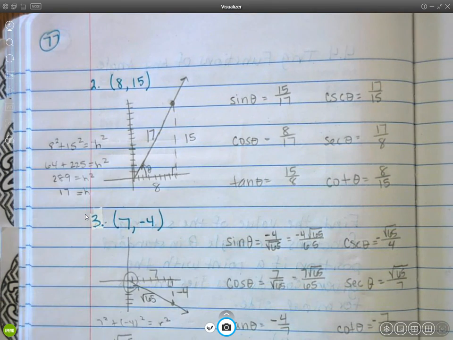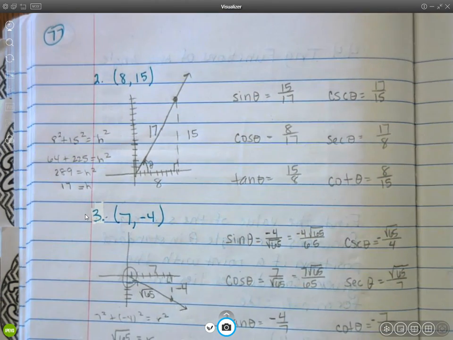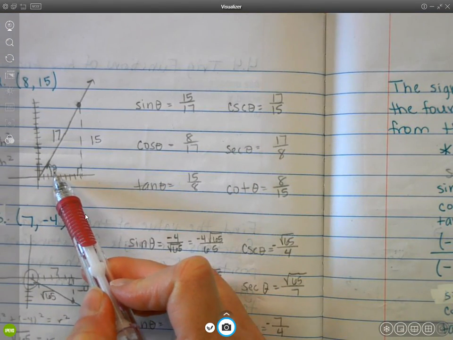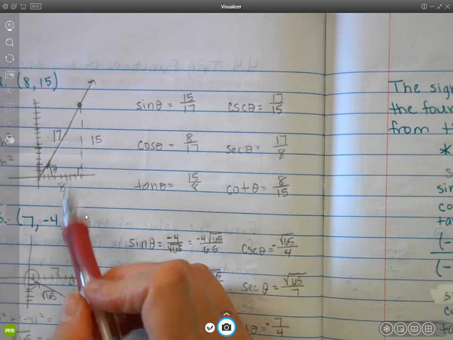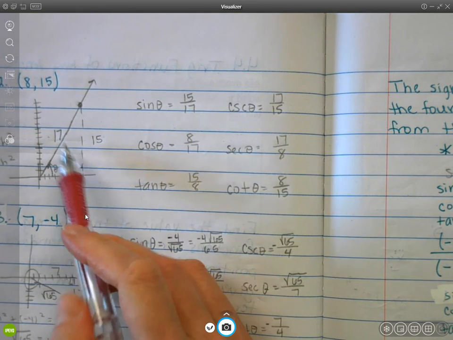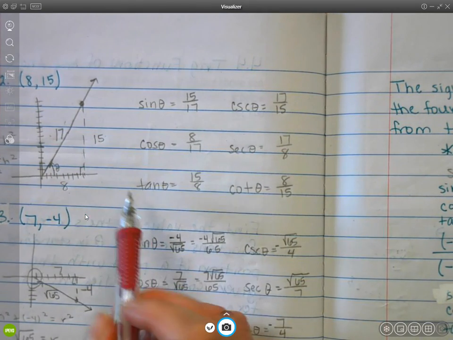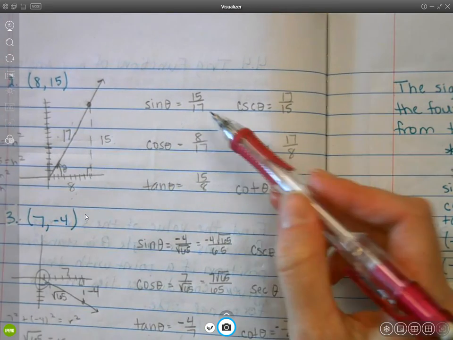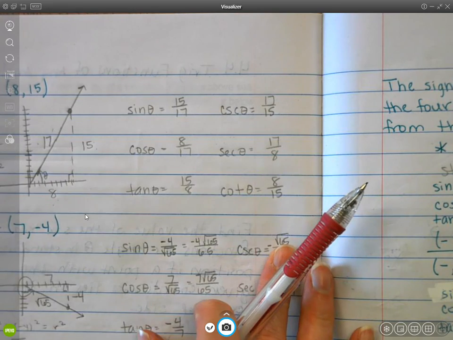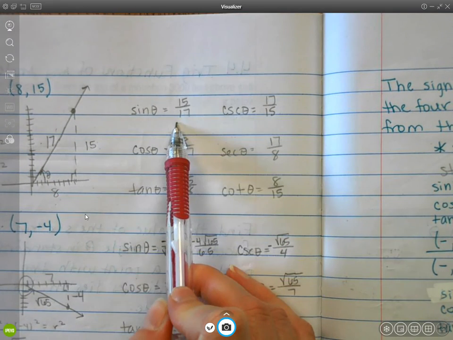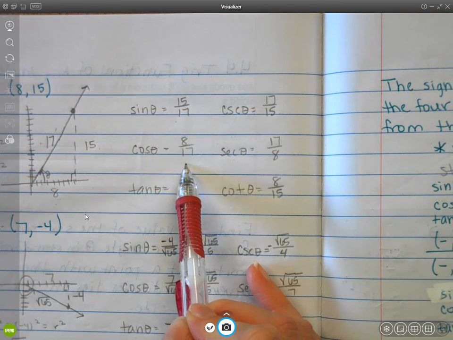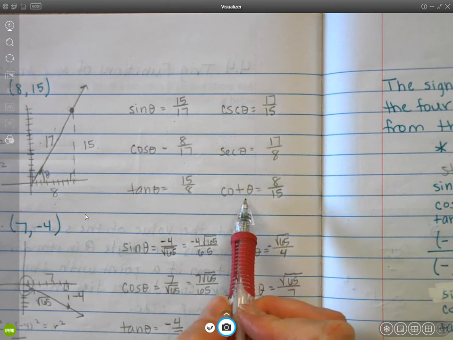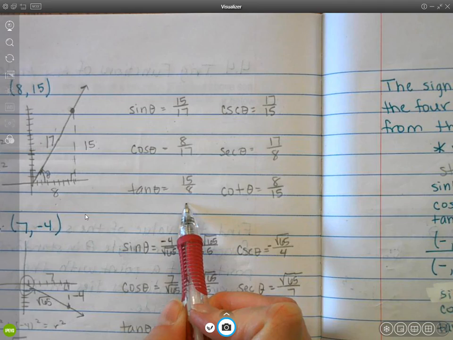Alright, so now that you know where that 17 came from, we are again just doing SOHCAHTOA. So sine is opposite over hypotenuse. Cosine is adjacent over hypotenuse. Tangent is opposite over adjacent. And then you just do the reciprocals to get the other 3. So cosecant, you take the reciprocal of sine. Secant, you take the reciprocal of cosine. Remember, reciprocal just means flip the fraction over. Cotangent is you take the reciprocal of tangent.